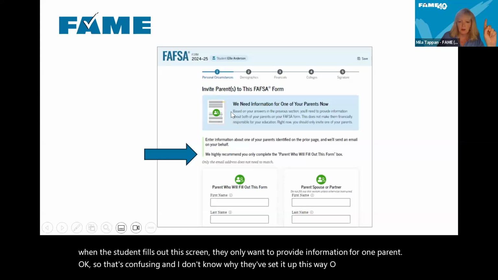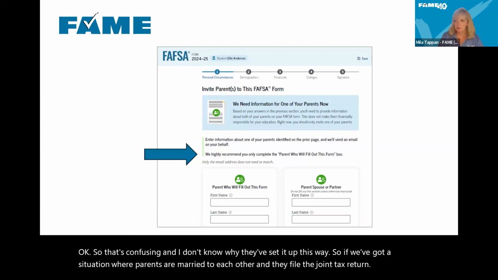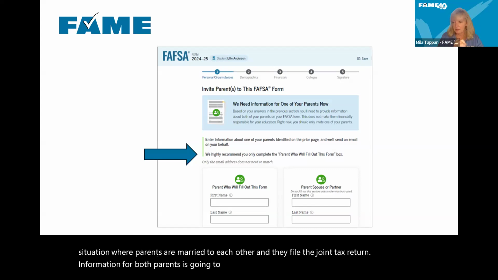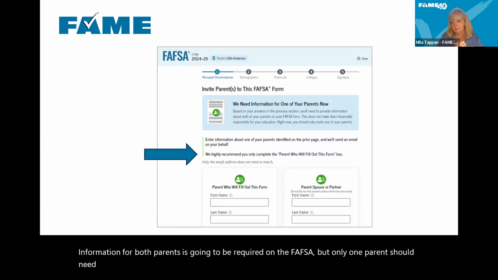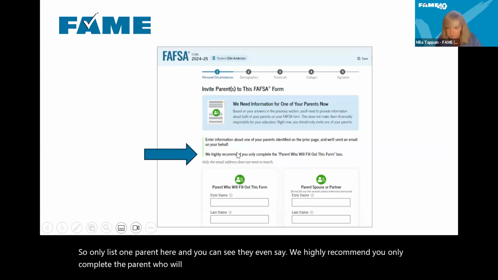So if we've got a situation where parents are married to each other and they file a joint tax return, information for both parents is going to be required on the FAFSA, but only one parent should need an FSA ID. That parent who has an FSA ID is who should be listed here. So only list one parent here. And you can see, they even say, we highly recommend you only complete the form for one parent, okay?